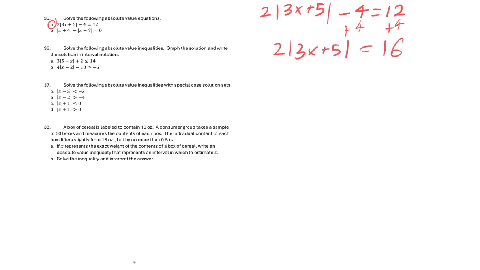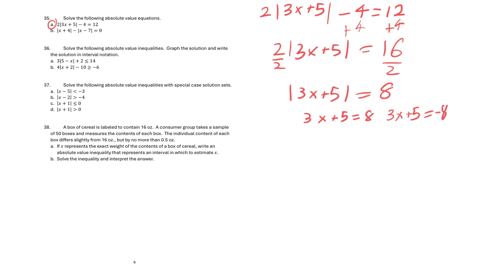Now I'm going to divide both sides by 2, and we're going to be left with the absolute value of 3x plus 5 is equal to 8. So now we know everything inside this absolute value can be either negative 8 or positive 8. So what we can say is 3x plus 5 is equal to 8, and 3x plus 5 could be equal to negative 8. So we need to solve for each of these and find out what our x's are for each of them. So minus 5, so we have 3x is equal to 3. Divide both sides by 3. So we know x is going to be equal to 1.